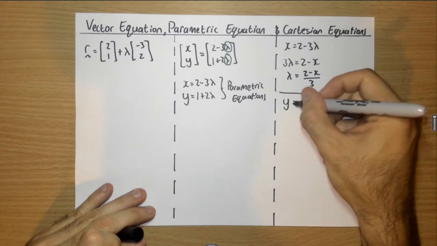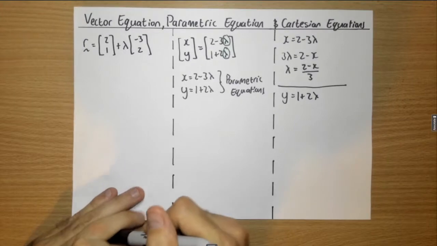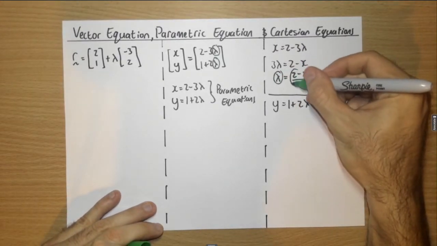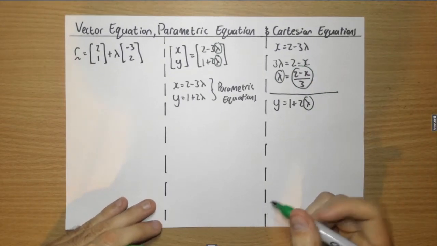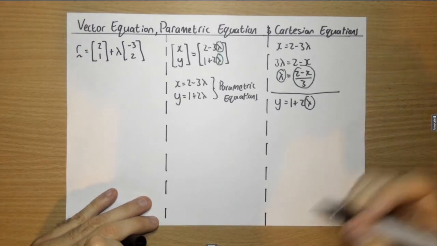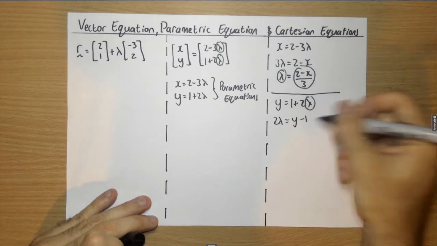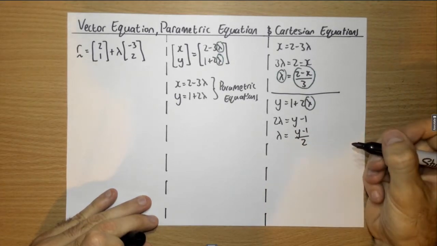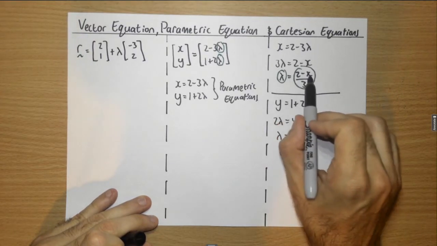Then I'm going to do the same for the y value. I've got y equals 1 plus 2 lambda. At this point, if it's simple enough, you could just substitute this value of lambda into the other equation if you really wanted to. But I'm not going to do that. I'm just going to solve this one for lambda as well because it's good practice. We've got 2 lambda equals y take away 1, so lambda is y take away 1 over 2. So we have lambda equals y take 1 over 2, and lambda equals 2 minus x over 3.